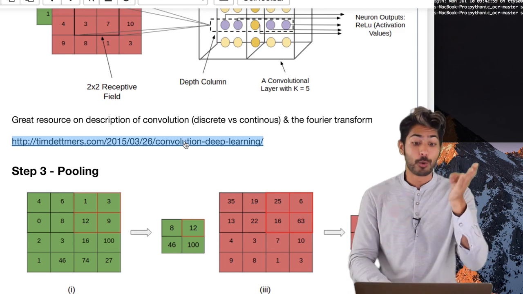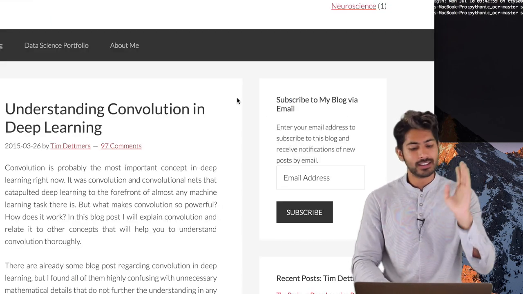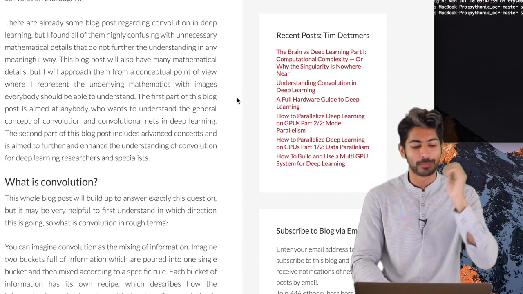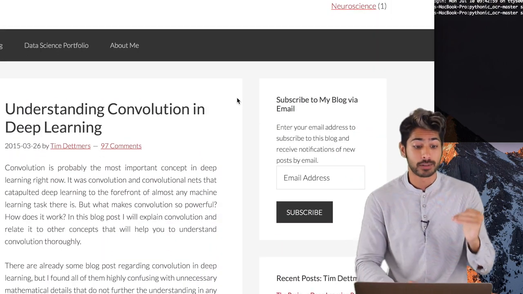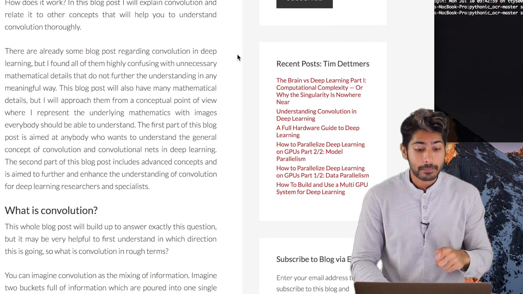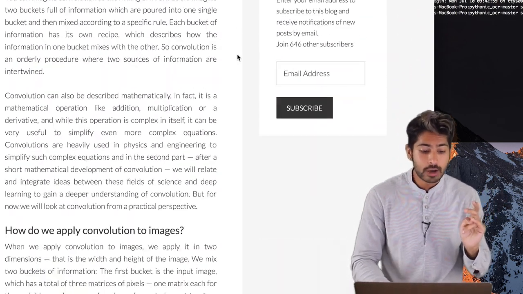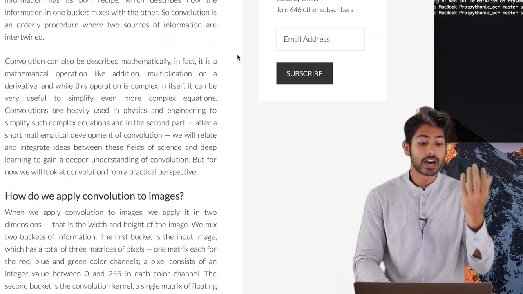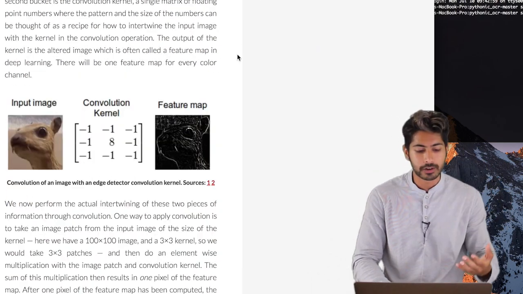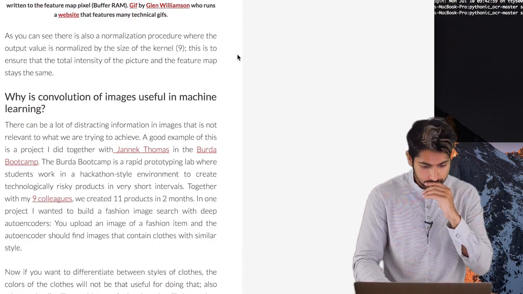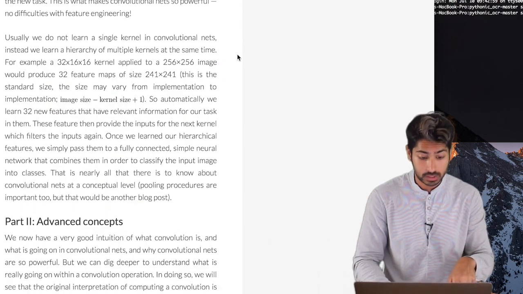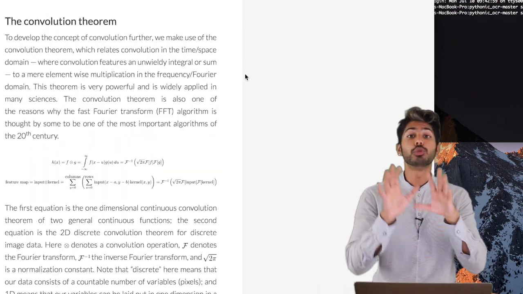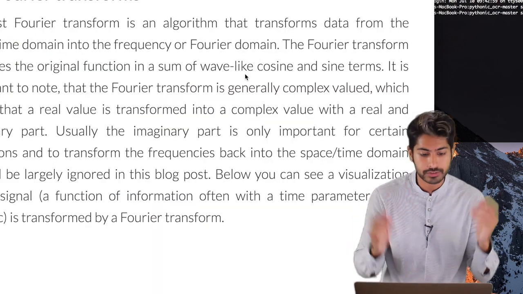I could go even more into convolution, but it's not really necessary, though it is super dope. This is a great blog post, by the way. I definitely encourage you to read it. It's linked in the notebook. This dude, Tim, goes into the idea of convolution, how it's applied to all these different engineering fields, and the formula for what's called the convolution theorem.